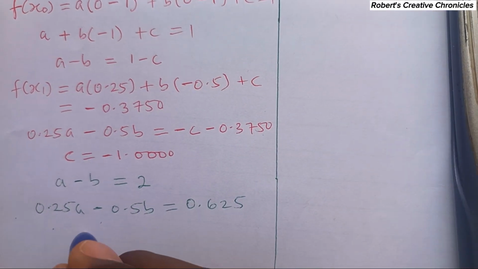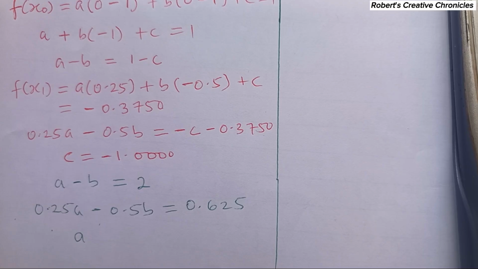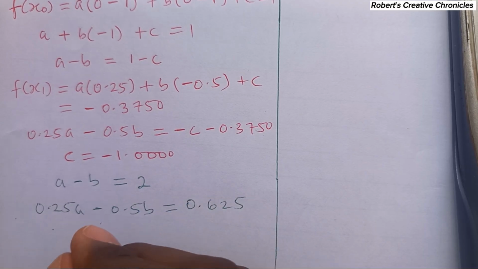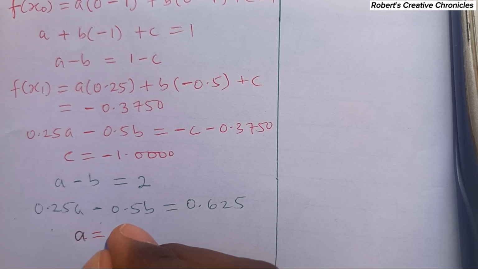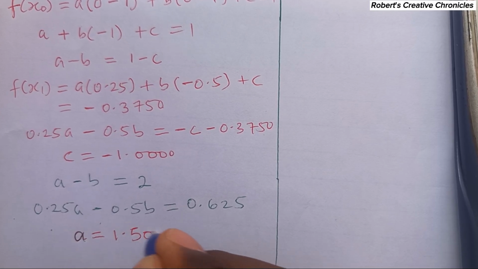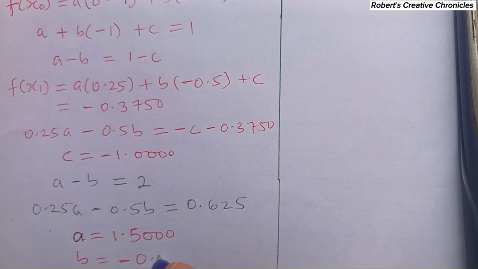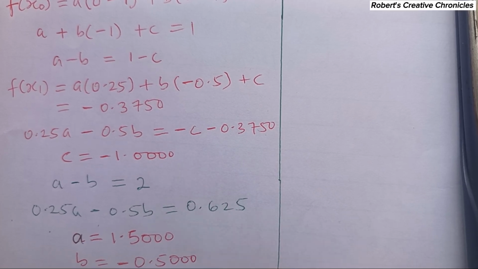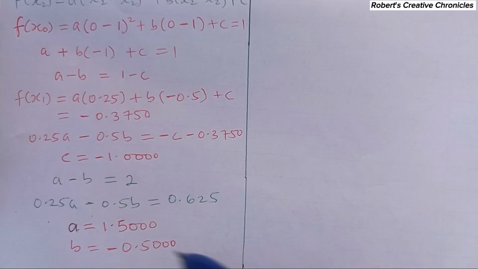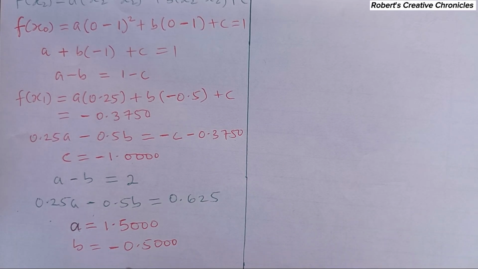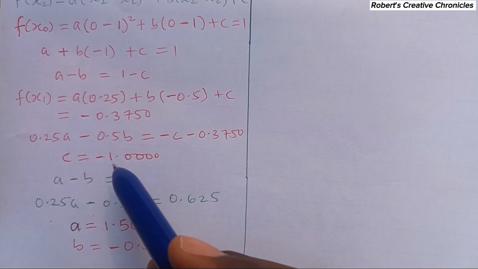So A is what? 1.5. And B is what? -0.5. So A is 1.5, B is -0.5, and C is -1.